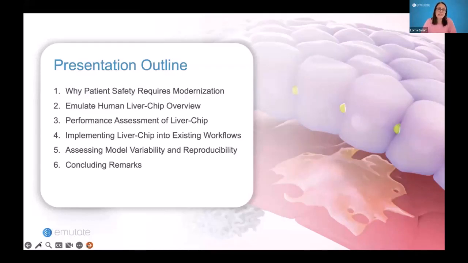So very briefly today, I'm just going to touch on the reasons behind why patient safety requires modernisation or perhaps new tools such as the liver on a chip. And we'll talk about the performance assessment that we conducted with our liver chip model, how it implements into workflows, and then a little word at the end about model variability and reproducibility, which is quite important for encouraging people to think about incorporating these models into their work streams. And I'll close with a few final remarks.